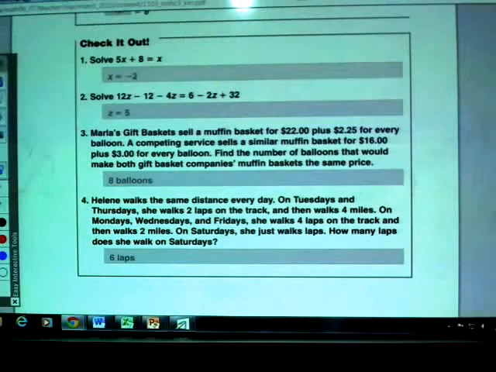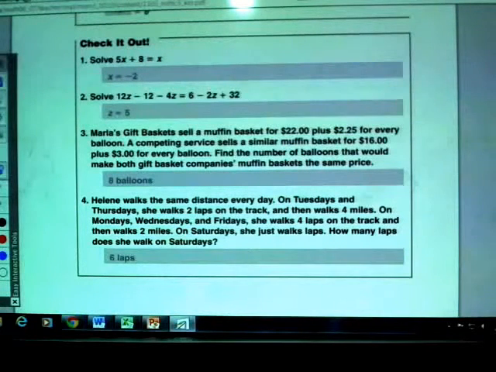All right, let's go ahead and take a look at this wrap-up question here. Helene walks the same distance every day. On Tuesdays and Thursdays, she walks 2 laps on the track and then 4 miles. On Monday, Wednesday, and Friday, she walks 4 laps on the track and then walks 2 miles. On Saturday, she just walks laps. How many laps does she walk on Saturday?